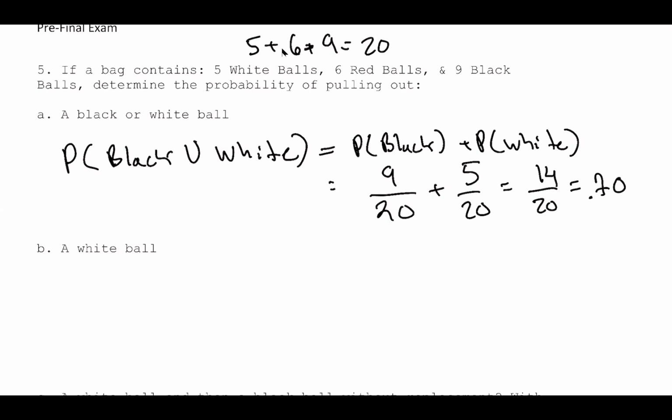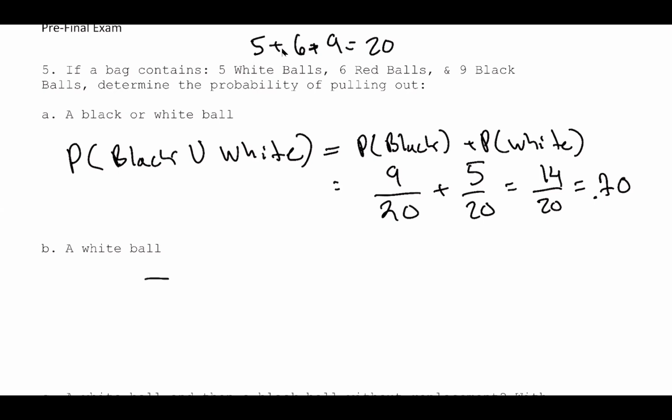All right. So for part B, you want to find the probability of pulling a white ball. So you go 5 divided by 20. 5 divided by 20 is 1 over 4, which is 0.25. And that's it for B. So for B, you should have gotten 0.25. Any questions for B?